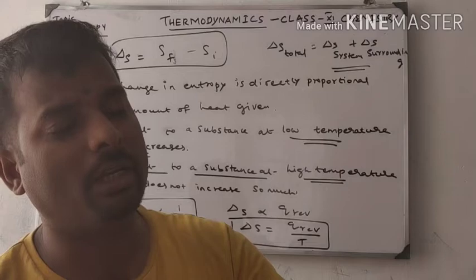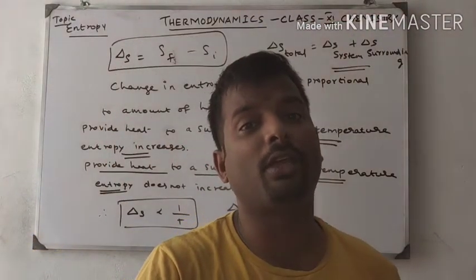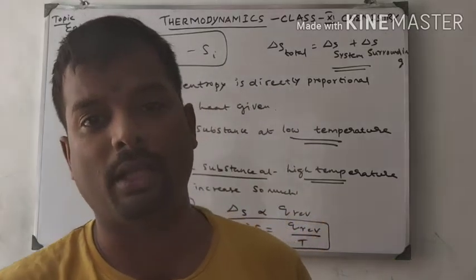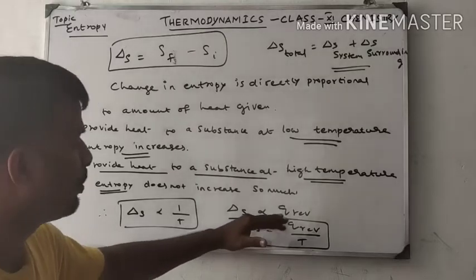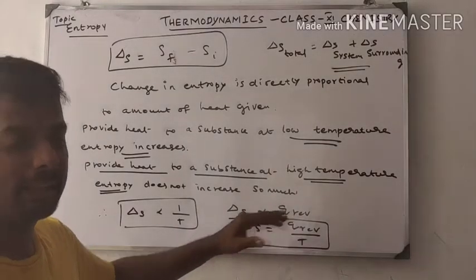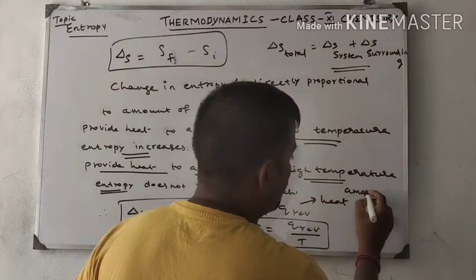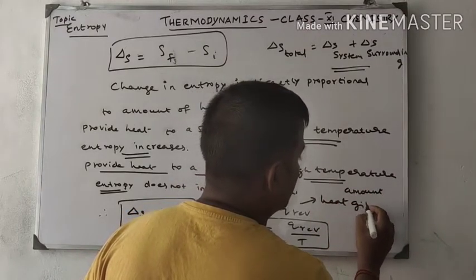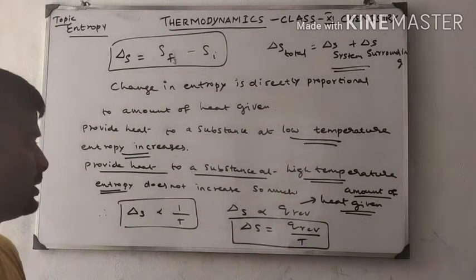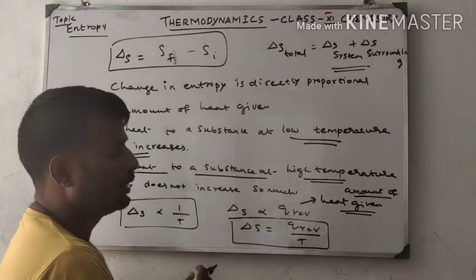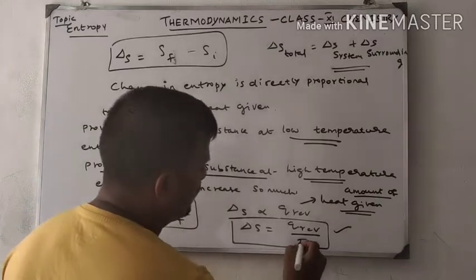At low temperature, giving heat, entropy is maximum. At high temperature, giving heat, entropy is not maximum. Therefore entropy is inversely proportional to temperature and directly proportional to the amount of heat given. Q reversible means the amount of heat given. This we already learned in the previous classes. Therefore, combining these two relations, I get the equation: delta S is equal to Q reversible by T.